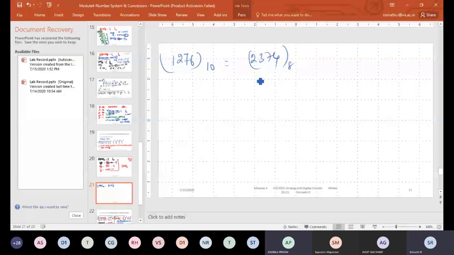How will you convert binary to octal? Convert this binary number 110101 to octal. How will you be doing? Ma'am, convert into decimal first. Yes, first convert this into decimal, and then go ahead. Everybody have your calculators in hand. Press your mode twice. You will be having base.